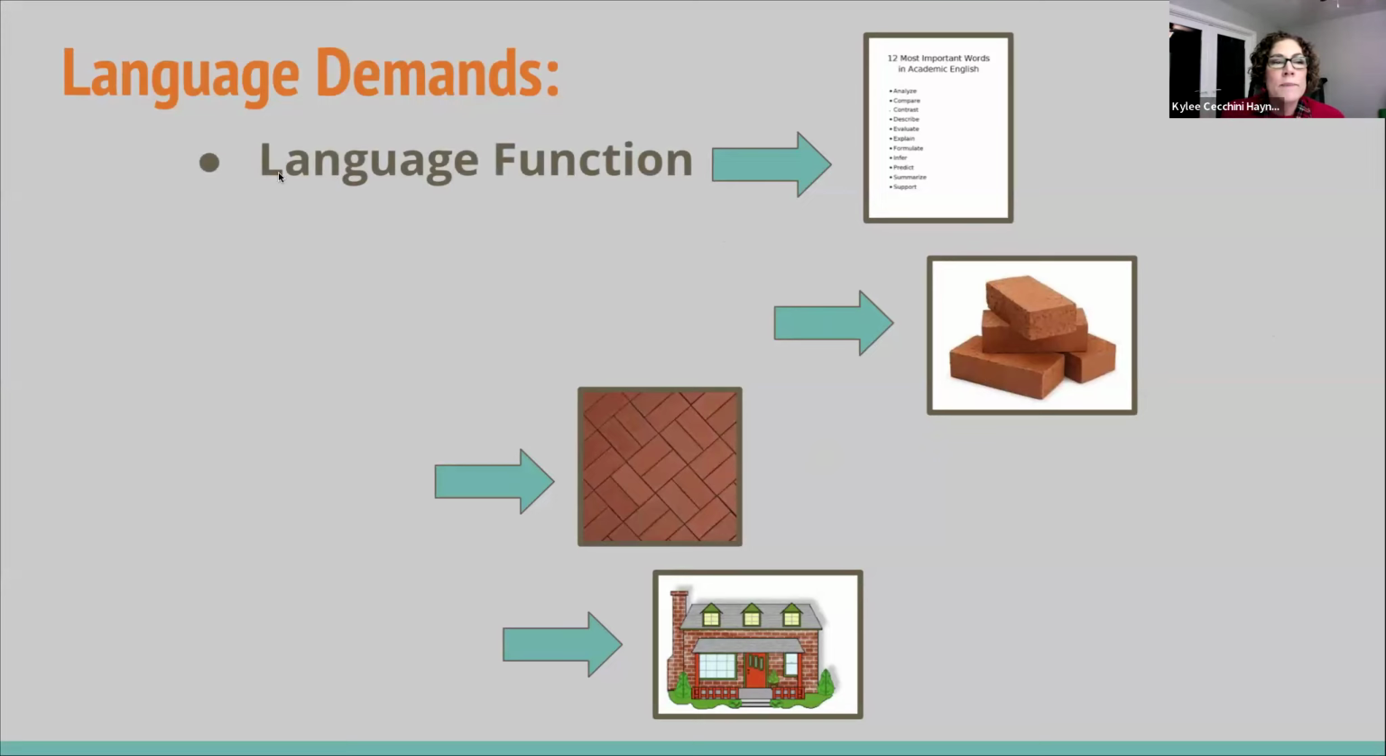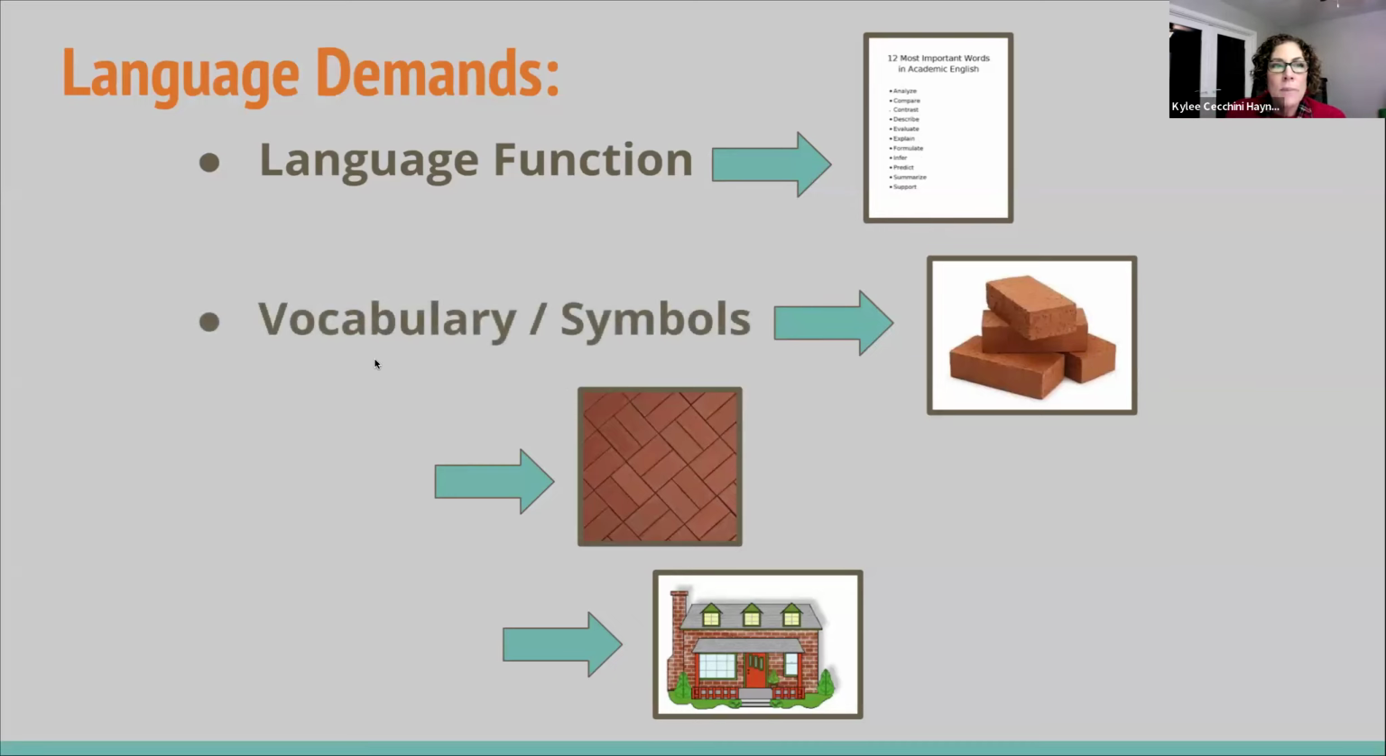So our first one is language function. And these are those verbs that we use as we are writing our lesson plan about what we want our students to do with the language. They're going to analyze or compare, or they're going to describe or evaluate or formulate, whatever. These are language functions. This is how they're going to use language to show what they know. So that's the language function. Again, we'll talk more about that in a little bit.